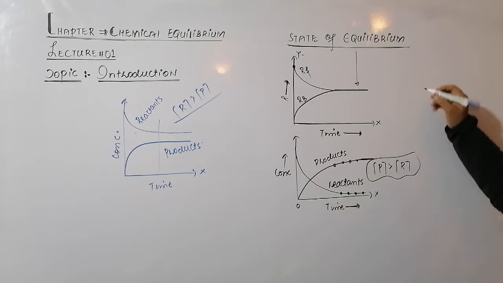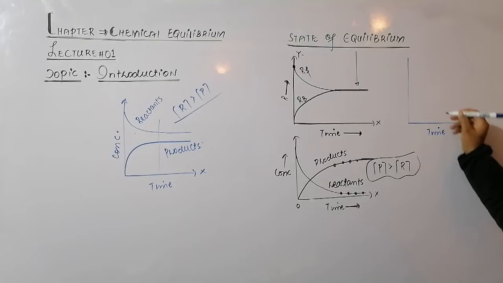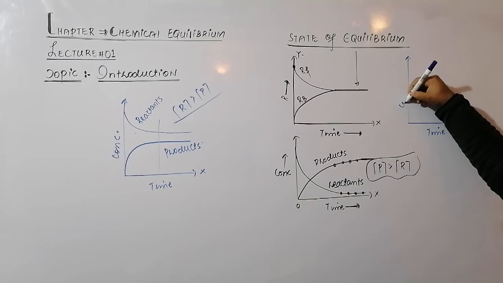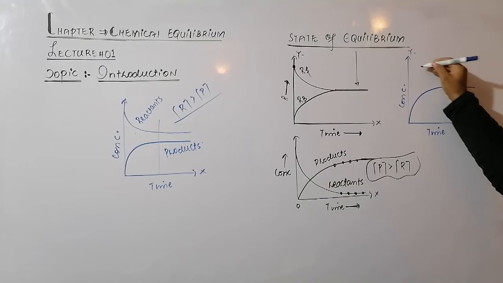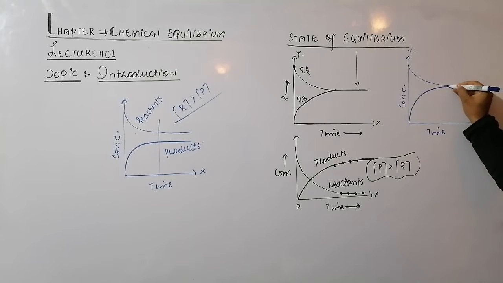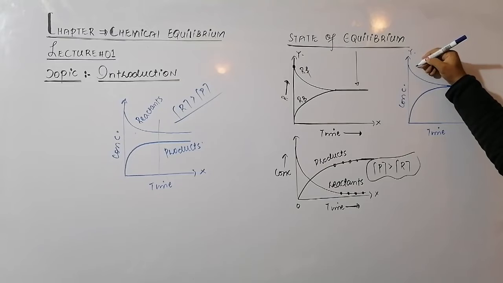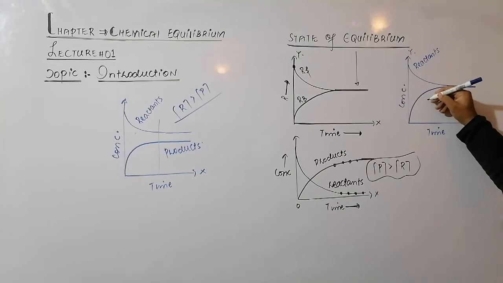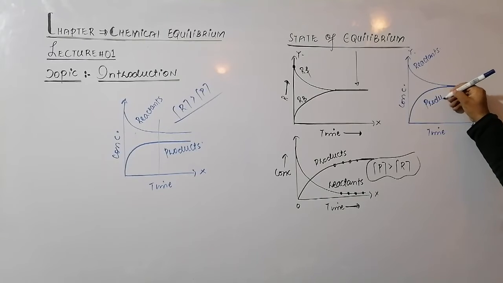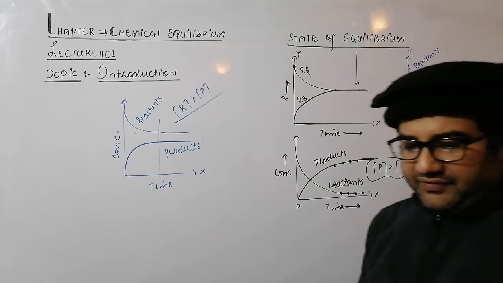And what can be the last case? Here is time, and on the y-axis there is concentration, and equilibrium is achieved something like this. The falling curve is for the concentration of reactants, and the rising curve is for the concentration of products. So in this case, at the state of dynamic equilibrium, the concentrations of reactants and products are equal.